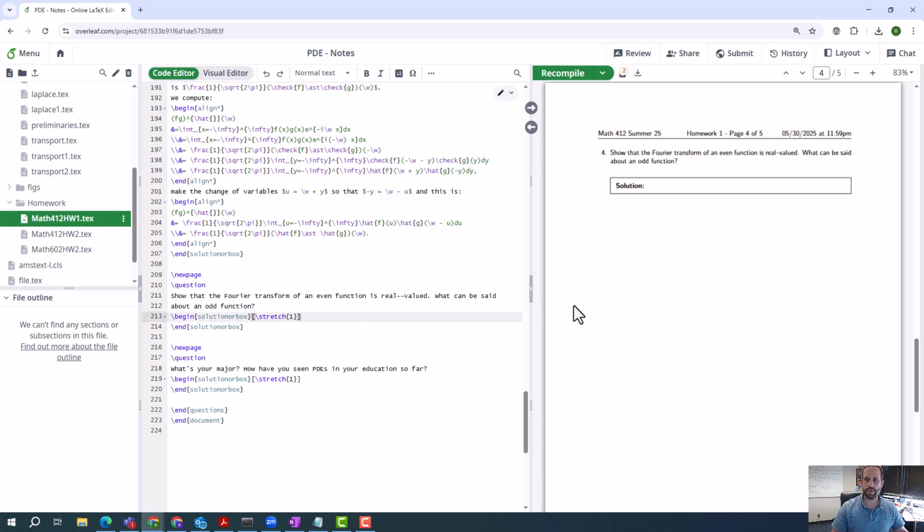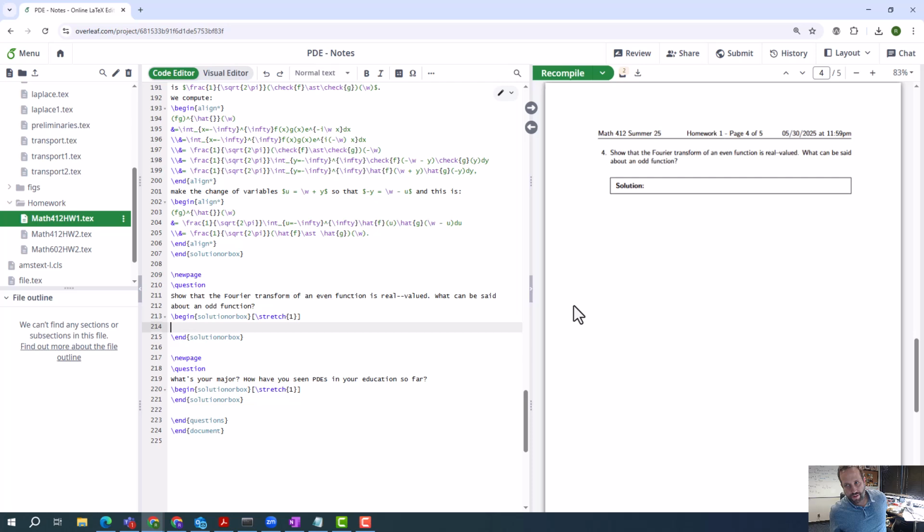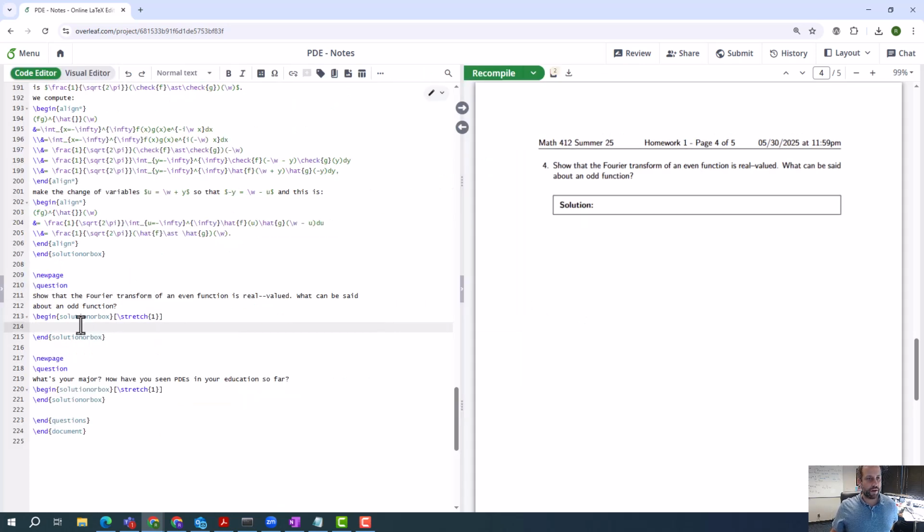Okay, so now I want to show that the Fourier transform of an even function is real valued, and then see what can be said about an odd function. Okay, so let's just do this. Let f be even, that is, f of minus x equals f of x.